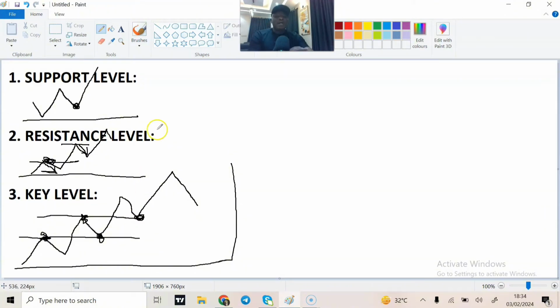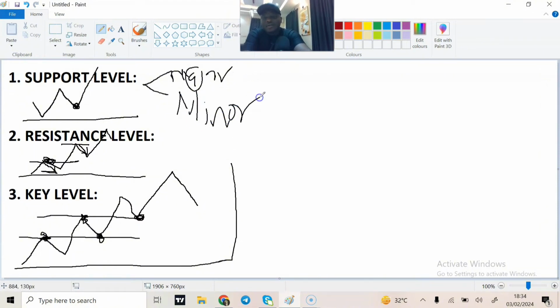Now let's go back to support and resistance levels. There are two categories of support and resistance level. I think I should use my hands for this. There is major and minor. Please permit my writing, sorry about that. So there is major, and there is minor support.